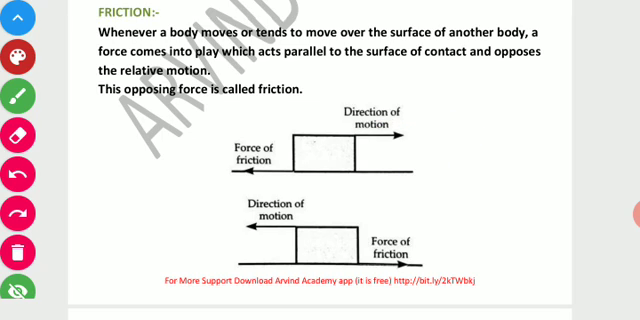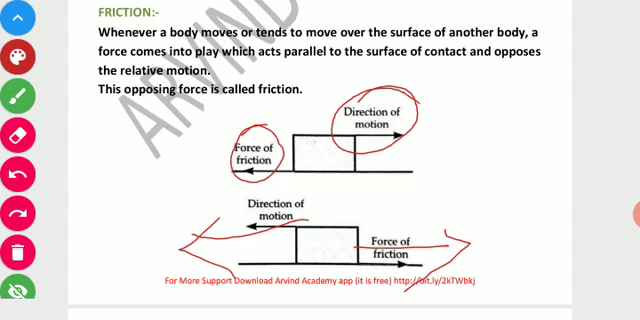Now, students, due to this sliding motion, here at the contact of both the surfaces, a force acts. That force is called frictional force, and it is always opposite to the direction of motion. If the direction of motion is this, then the force of friction will be in this direction. So, this is the friction.